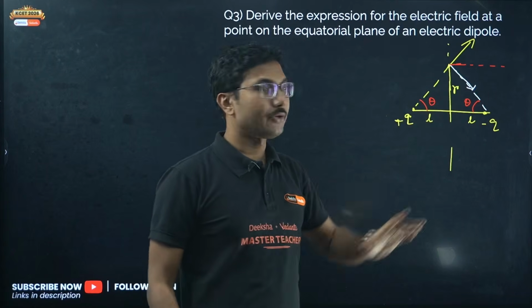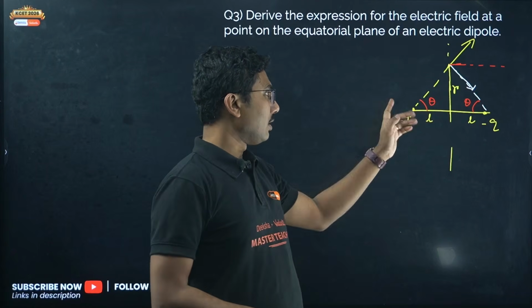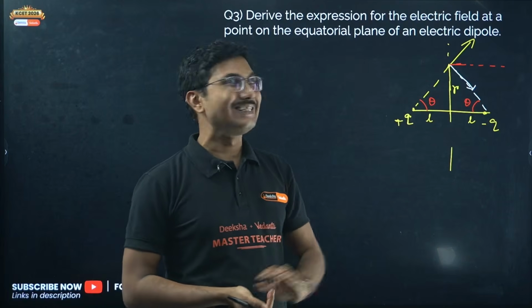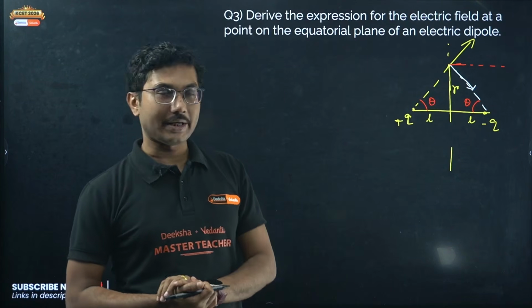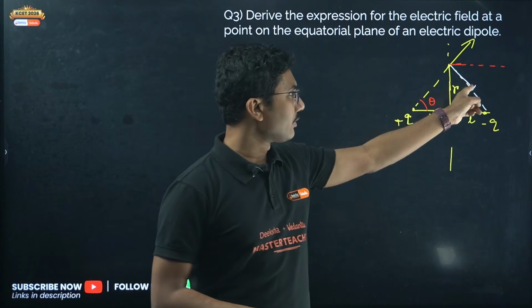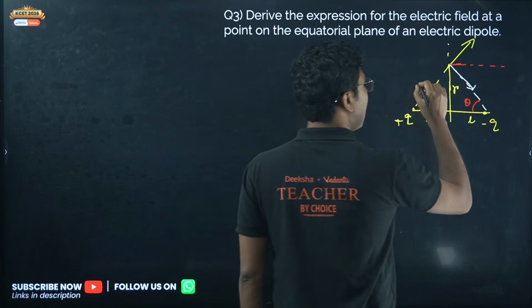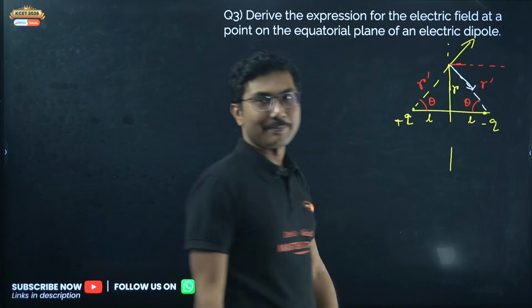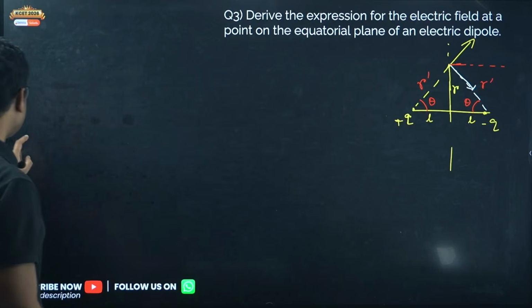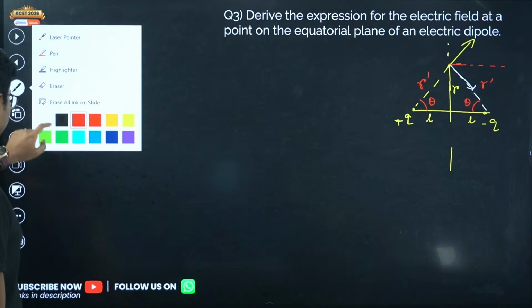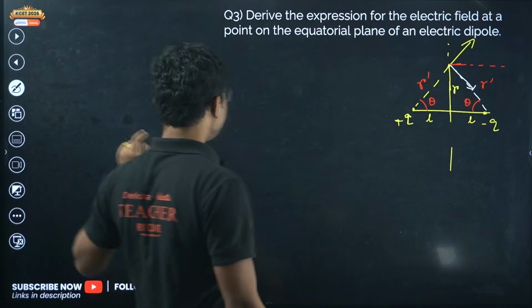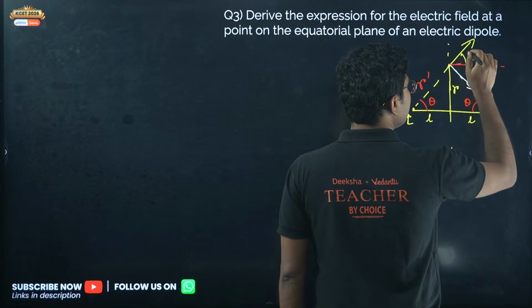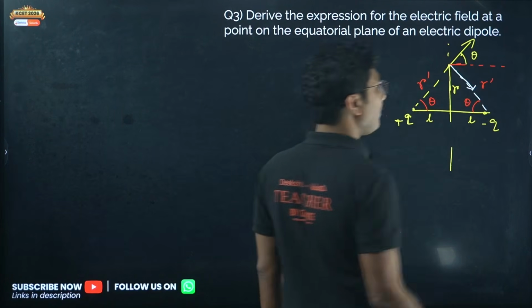If this is a perpendicular bisector, we know that the perpendicular bisector divides the base by 2. So that means this will give you an isosceles triangle. That means this side is equal to that side. So this side say R dash and this side R dash, both are same. Okay, both R dash are same. Now if this angle is theta, then this is similar angle, so this will also be theta.